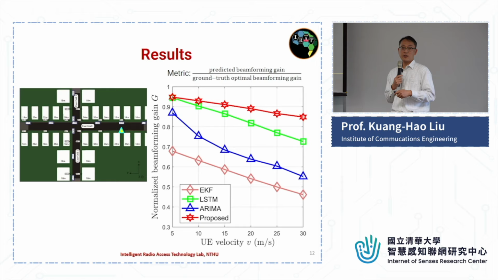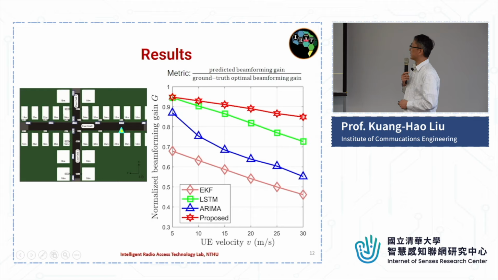Since a lot of details can be found in our paper published on arXiv and also at the WCNC conference this year, I'll just go to the results to convince you that this approach does work. We perform simulation where we place a base station over here and the user can move over these streets across an intersection right here. All these white blocks represent the buildings across the streets. On this figure, we increase the user velocity, the speed of user movement, from 5 to 30 meters per second. And we use the metric normalized beamforming gain, which is the ratio of the predicted beamforming gain over the ground truth, the truly best beamforming gain that can be achieved.